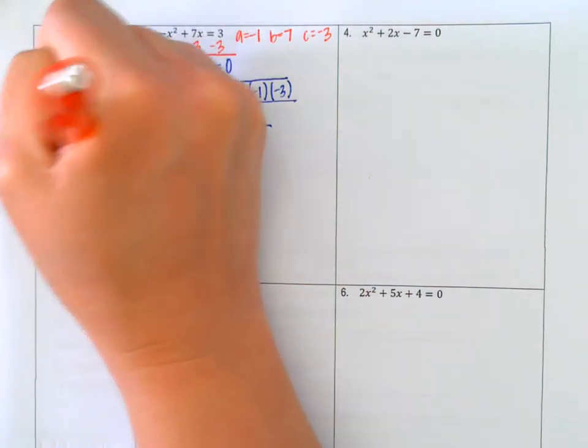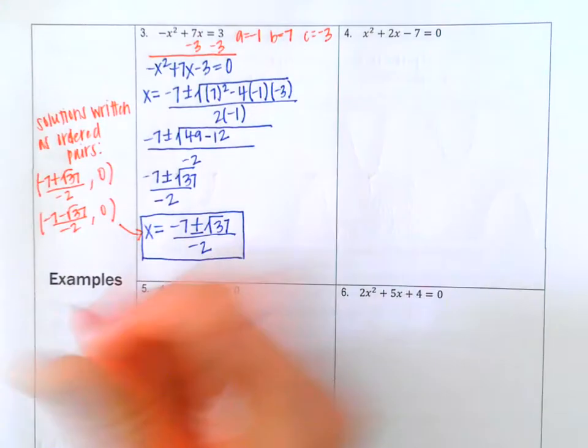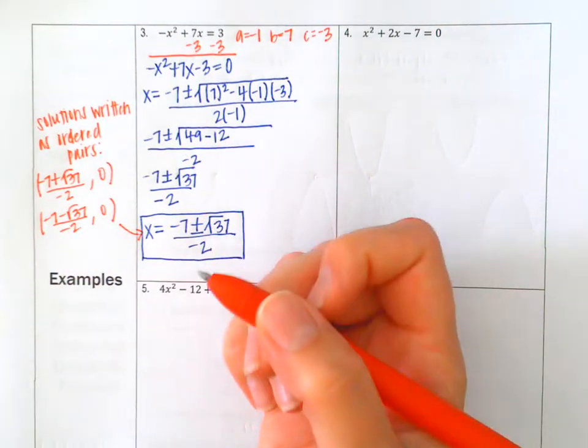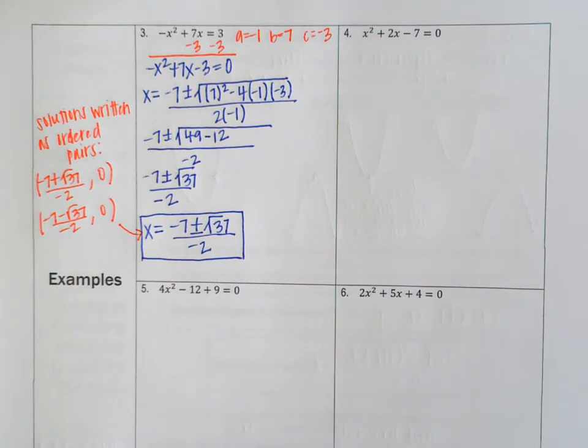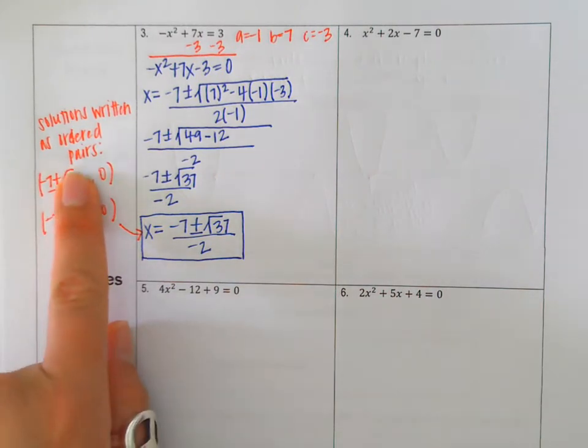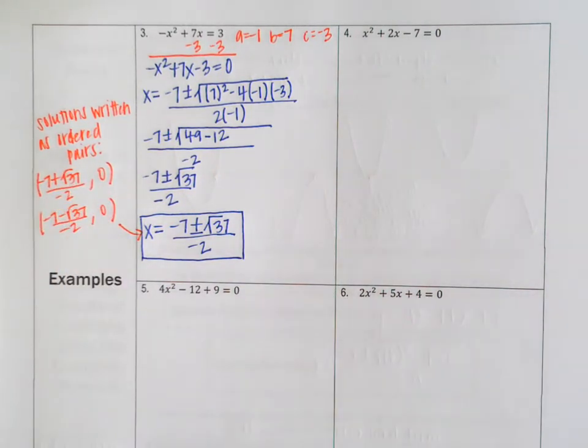And again, I could get these as decimals, and the decimals would help me to graph these. But because we're not graphing, I want the exact answers. And the exact answers are going to have the square root in it. So that's your final answer.